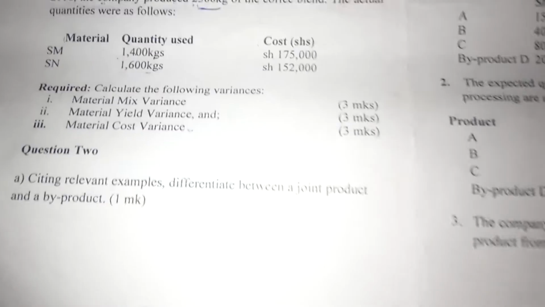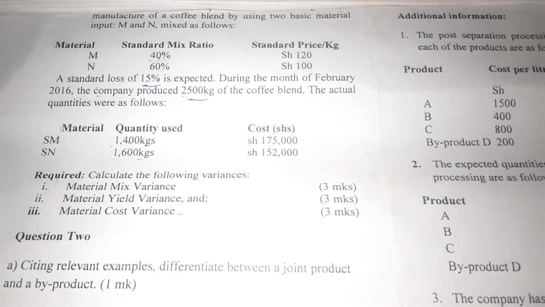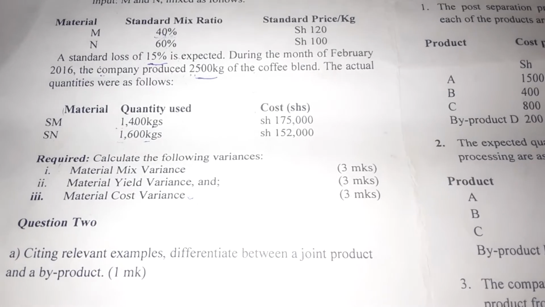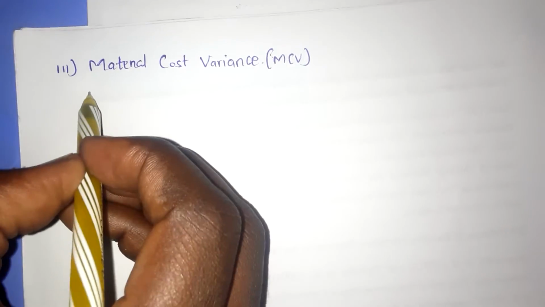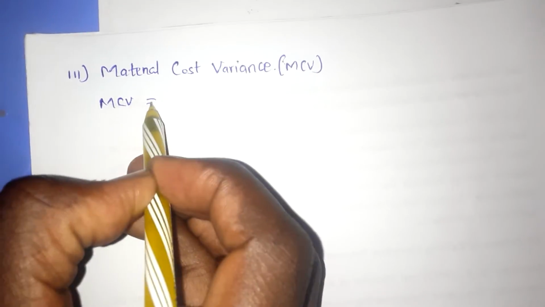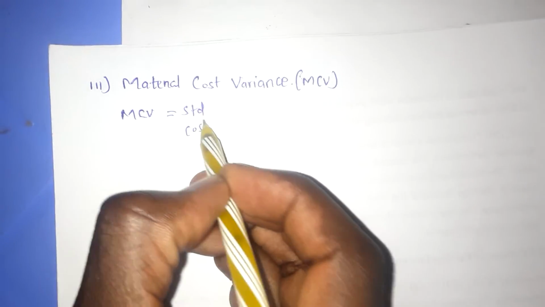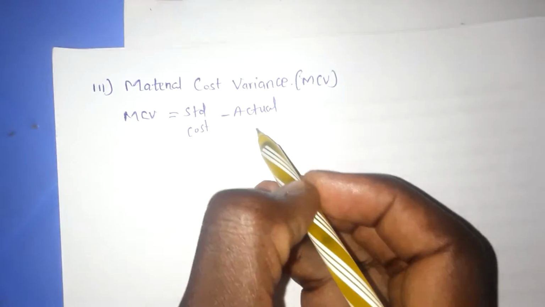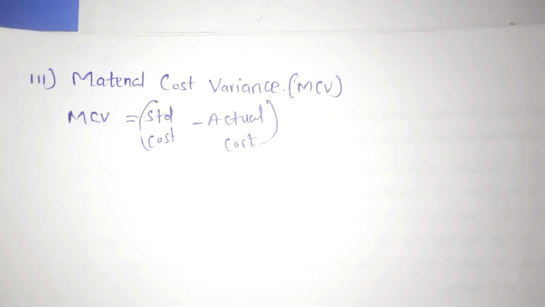Back to our question. Remember, the data already is given there, as you can see. Now we are required to calculate the material cost variance. How do you get material cost variance? Material cost variance is given by standard cost minus actual cost.